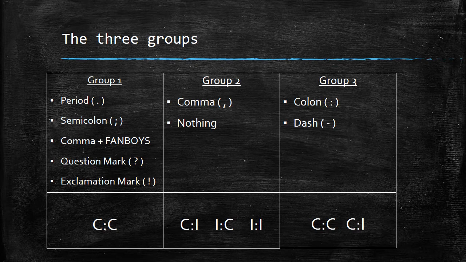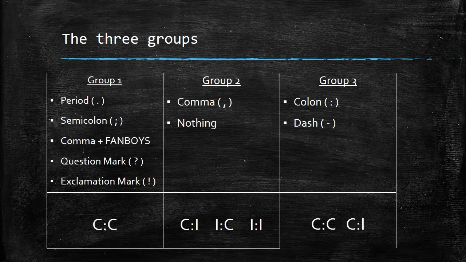So what we're going to learn, if you look at group 1 over there, you'll see that group 1 includes a period, semicolon, comma plus fanboys, a question mark, and an exclamation mark. And then down below that, you'll see a C and a colon and a C, right? And right there, what that C stands for is complete, as in complete idea. And what we're going to learn is that group 1 punctuation can only come in between 2 complete ideas, right?